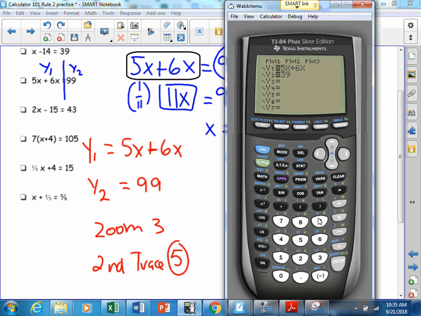Okay, what's our next step? We're going to hit Zoom 3. Okay, and there's our line, right? Next thing we do, it's second trace 5. Second trace 5. Enter, enter, enter. Wow, that's beautiful. Using our 9th grade skills, we see that x equals 9.